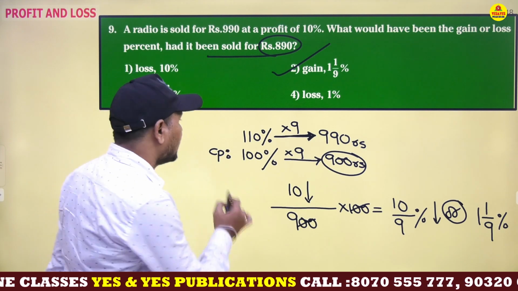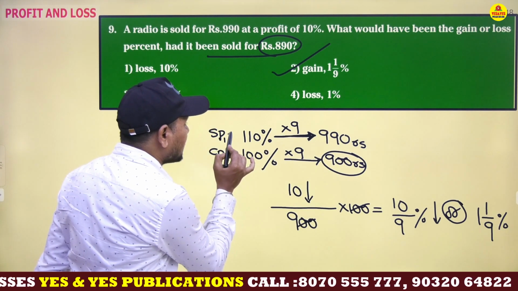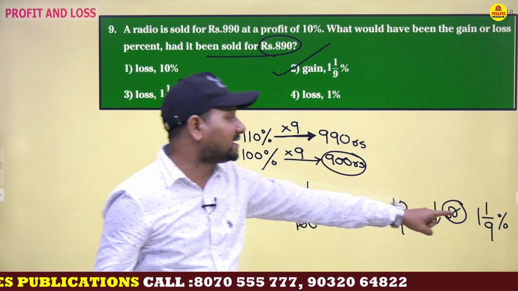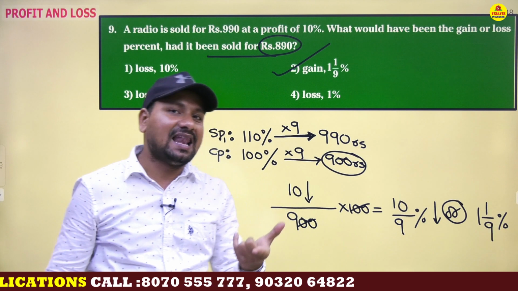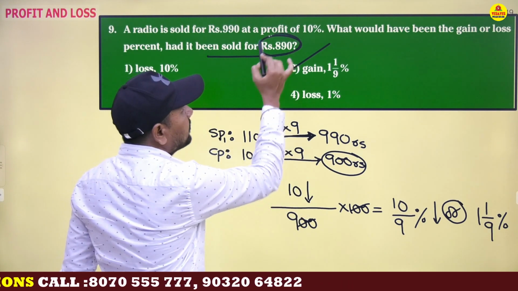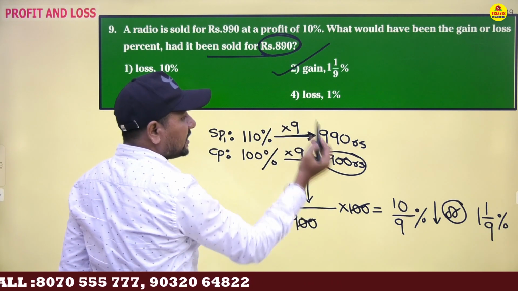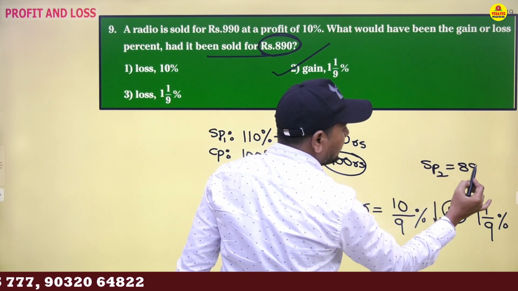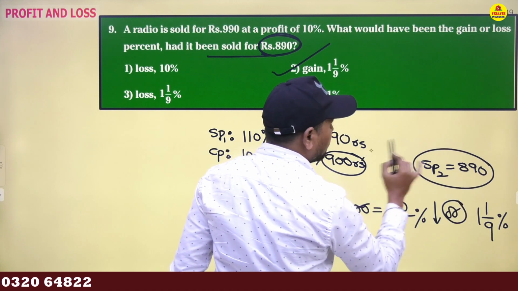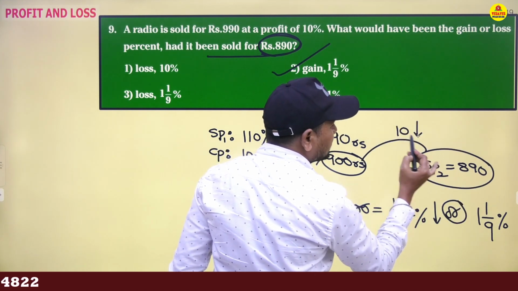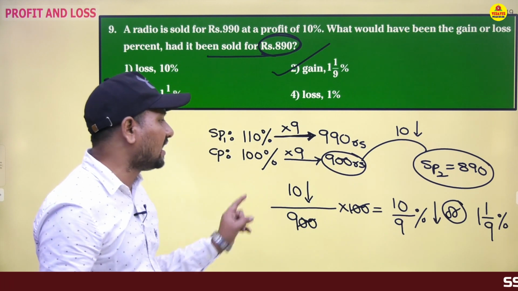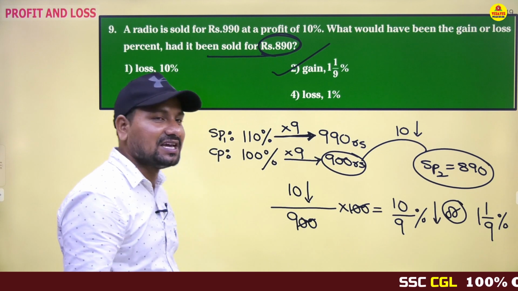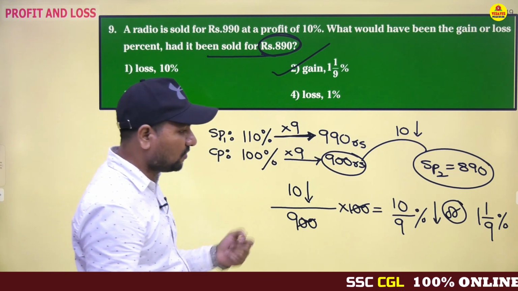This is the way you can calculate. This is the first selling price, with 10% profit. The second selling price is with how much percentage loss? 1 by 9% loss, compared to 890. I am comparing with 890 to 900. The selling price is 890. Comparing 890 to 900, the loss is 10 rupees on 900. We need the percentage, so you should apply it like this. 1 by 9% is the loss here. Okay, this is the way you can calculate.